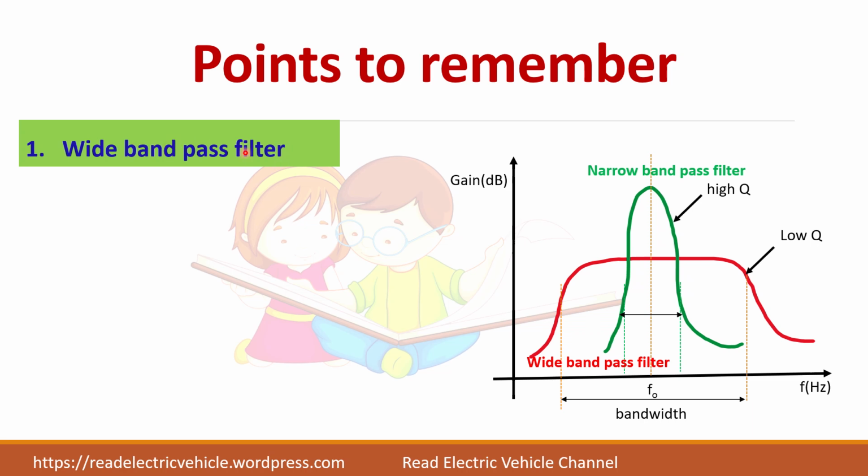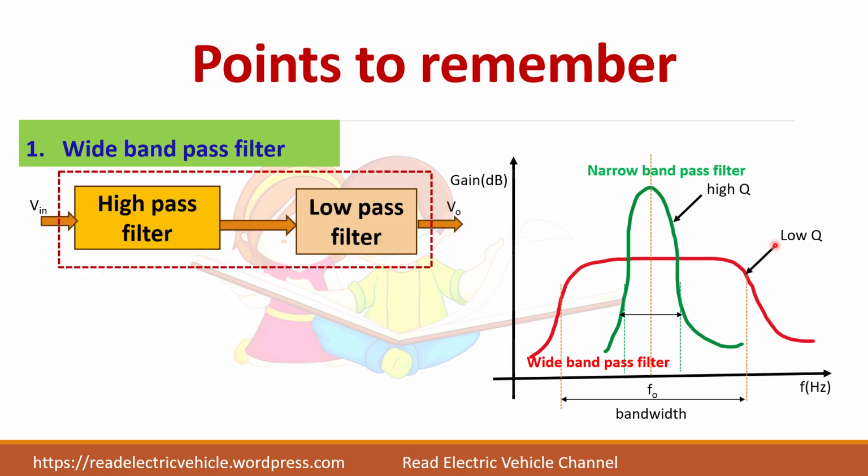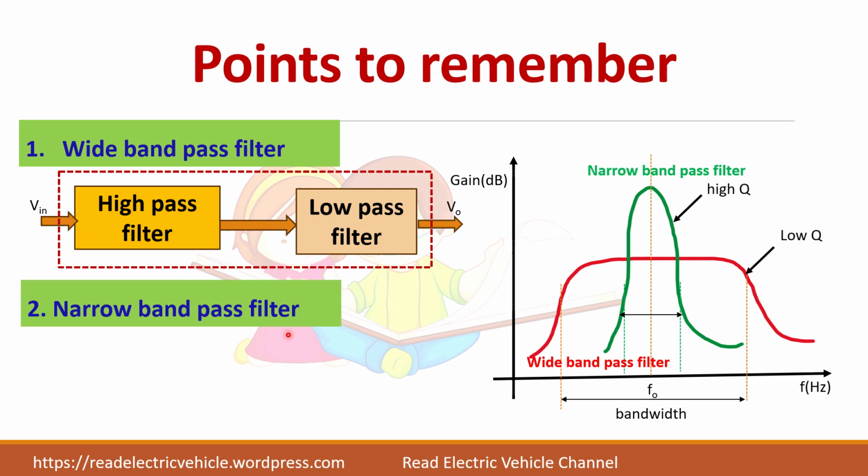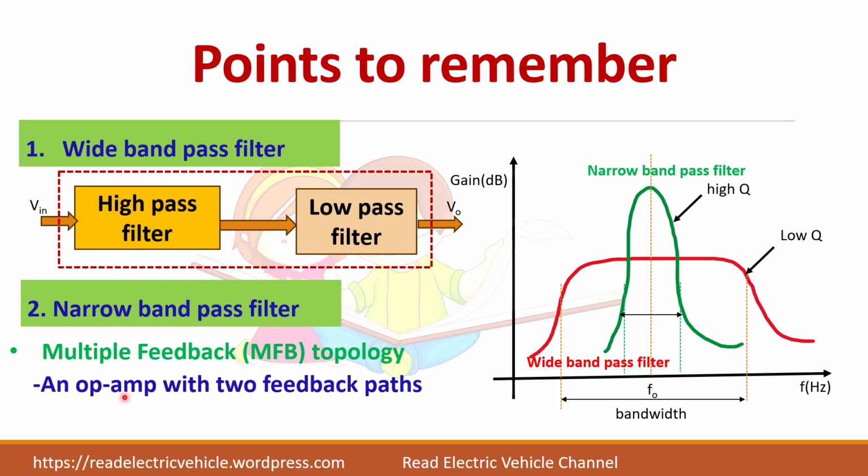There are two types of bandpass filter. A wide bandpass filter which has a wide bandwidth. So bandwidth is this portion which is given in the red color. This is easily designed by cascading a high pass filter and a low pass filter. So a wide bandpass filter has a low Q. A narrow bandpass filter has a narrow bandwidth. So to get a high Q, normally multiple feedback topology is preferred, in which the op amp will have two feedback paths.